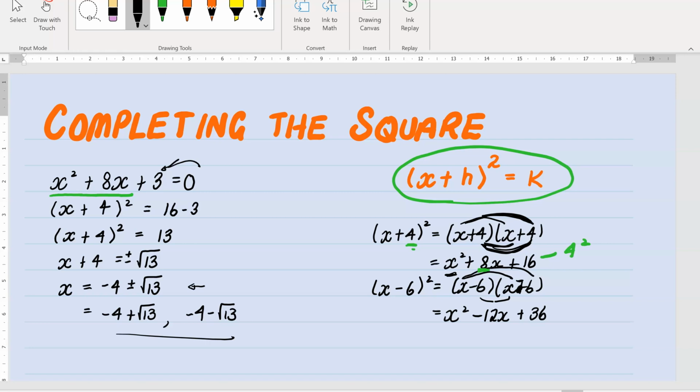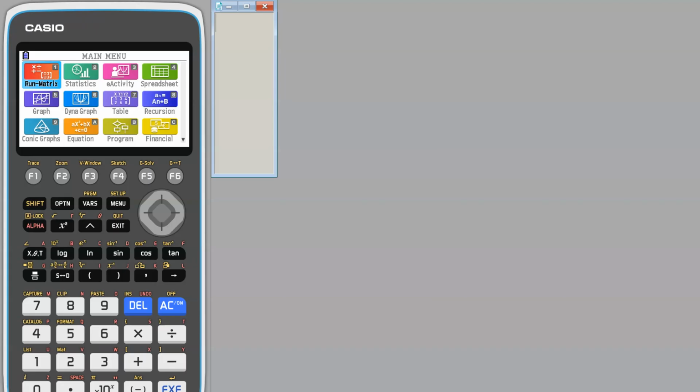Now remember, the whole reason we were doing this is to find values for x that when we substitute into this expression here, will make it true, so it will make it equal to 0. A way to check would be to substitute this back in, so you could take minus 4 take root 13 and square it plus 8 times that plus 3, and lo and behold, it will give you 0.